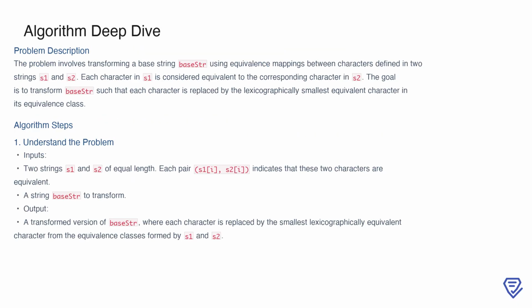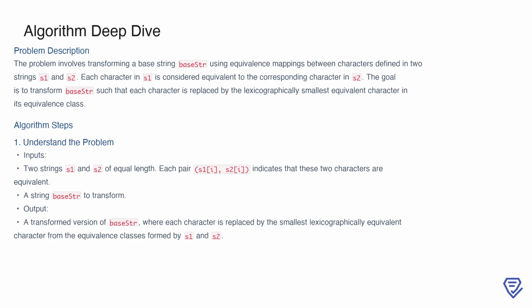In this problem, we are tasked with transforming a string called base str using a set of equivalence mappings defined by two other strings, S1 and S2. The relationship between the characters in S1 and S2 defines equivalence classes, where each character in S1 is equivalent to its corresponding character in S2.